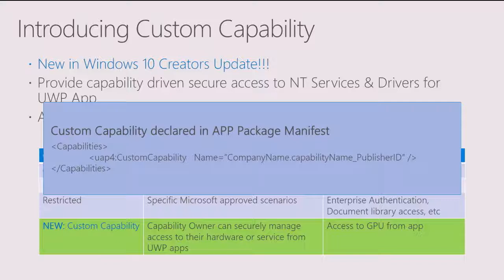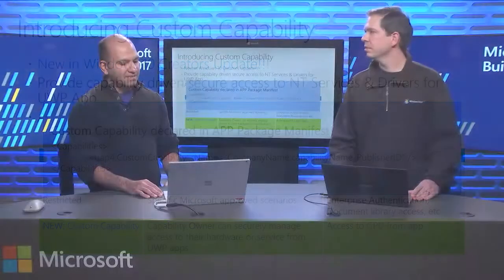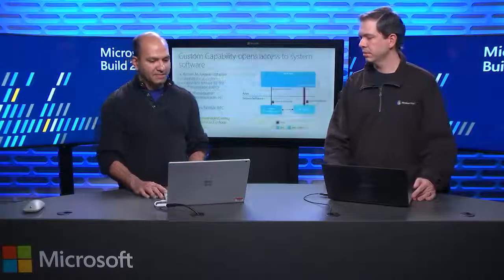You put the custom capability in the capability section just like you would any other capability. Its element name is custom capability, and the name is a string just like any other capability. Now there's one other small piece, but we'll talk about that later. Okay, let's dive a little bit more into custom capabilities.